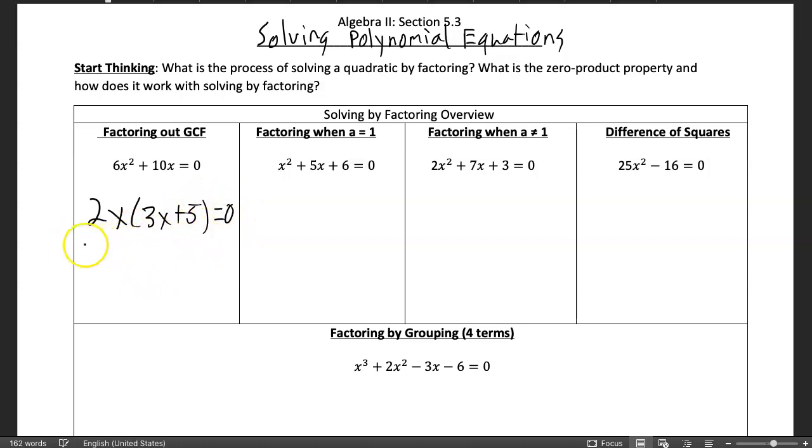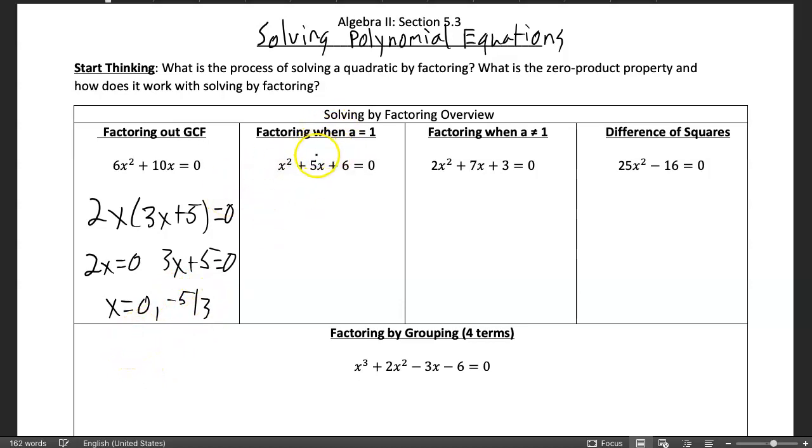And then all we do is we set each of these individually equal to 0. So we say 2x will equal 0, and 3x plus 5 will equal 0. So that's how we would solve using the greatest common factor. Our answers would be x is equal to 0 and negative 5 over 3.